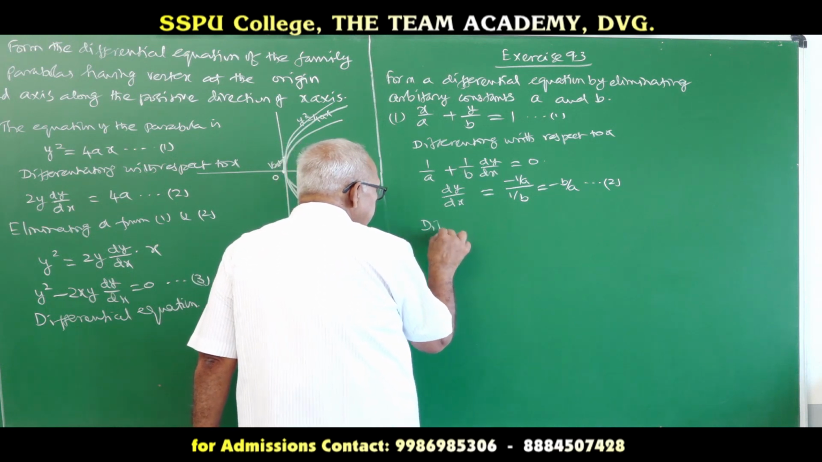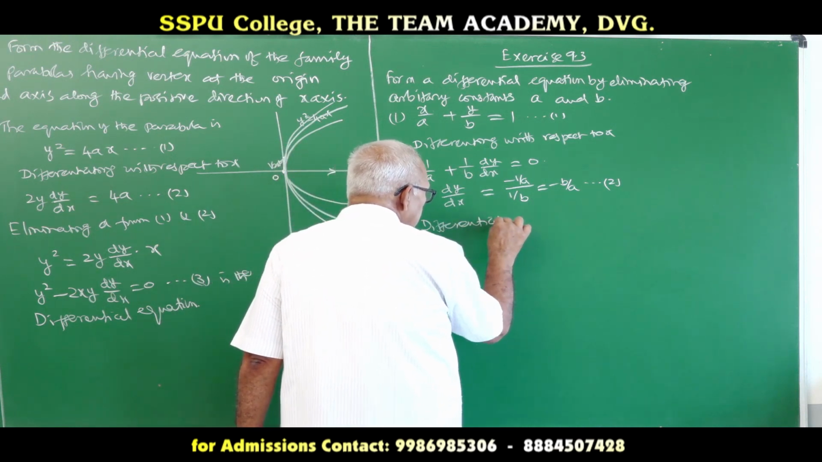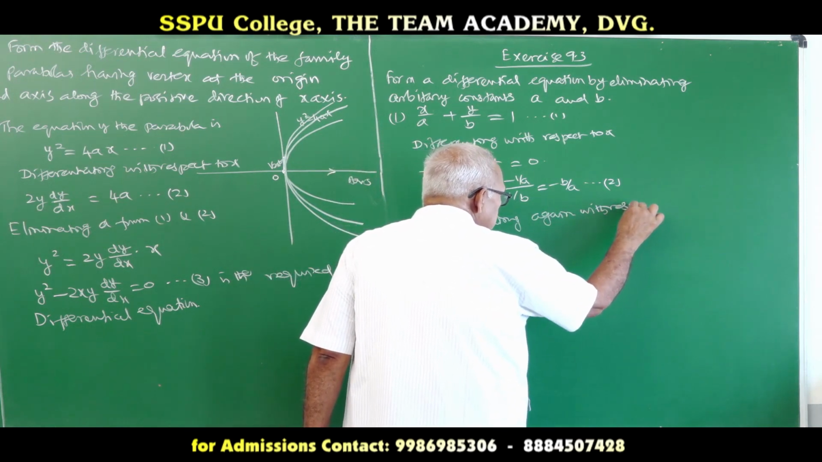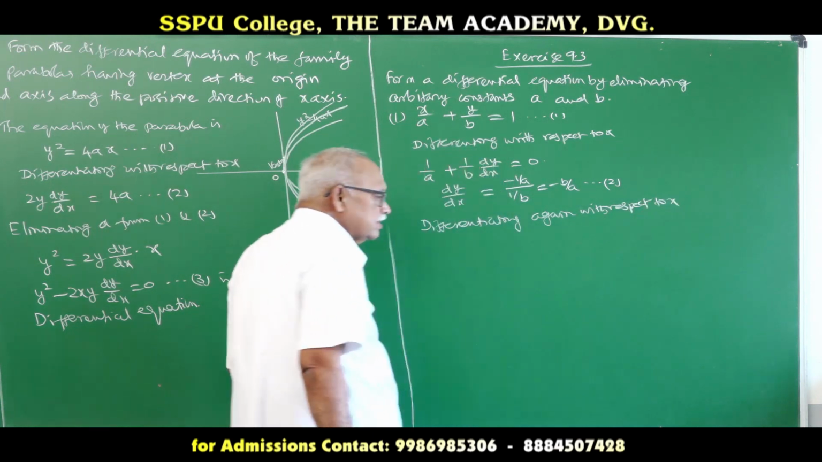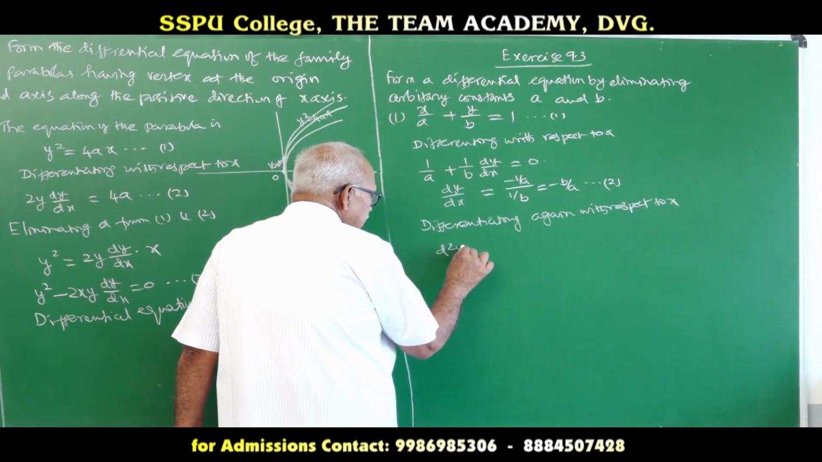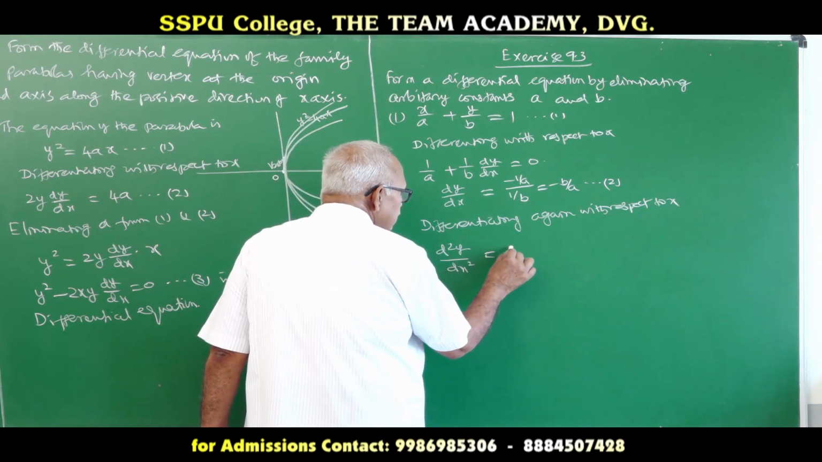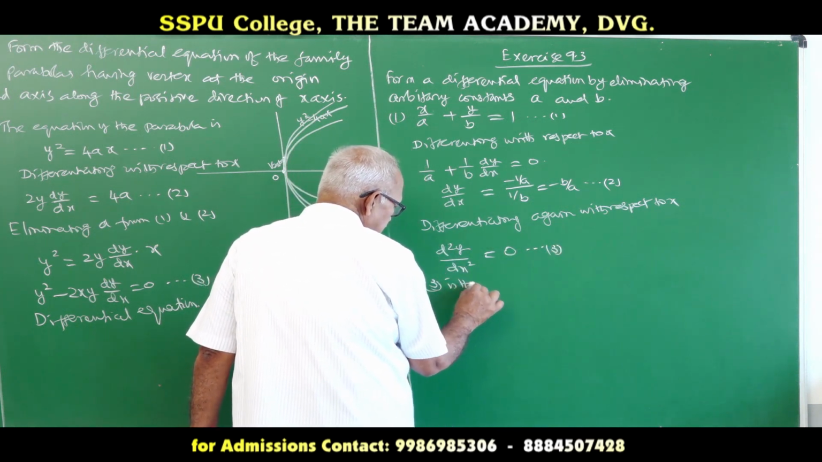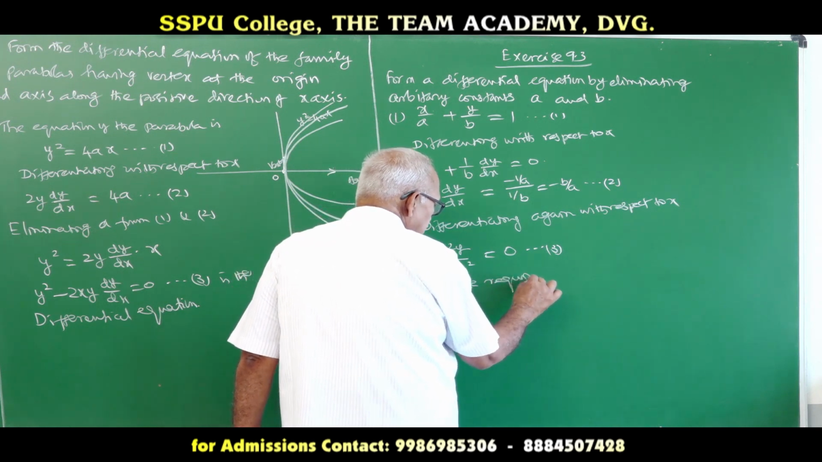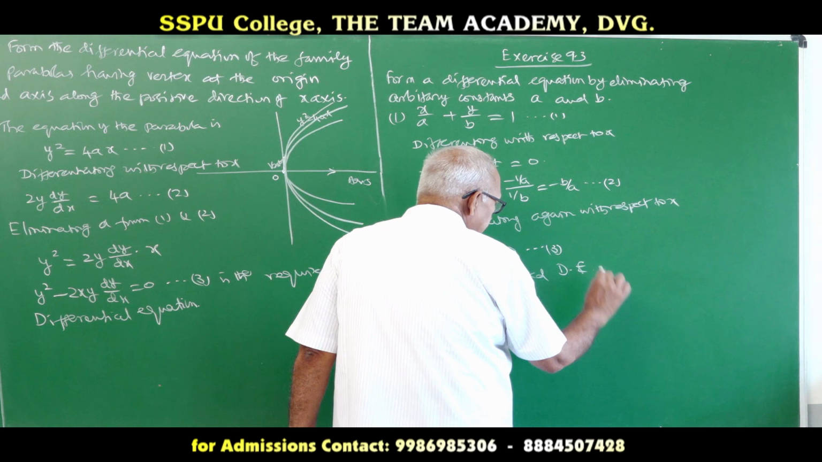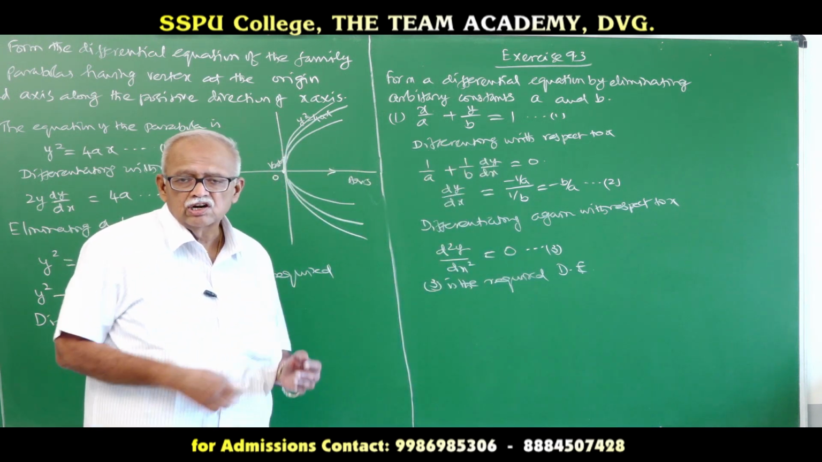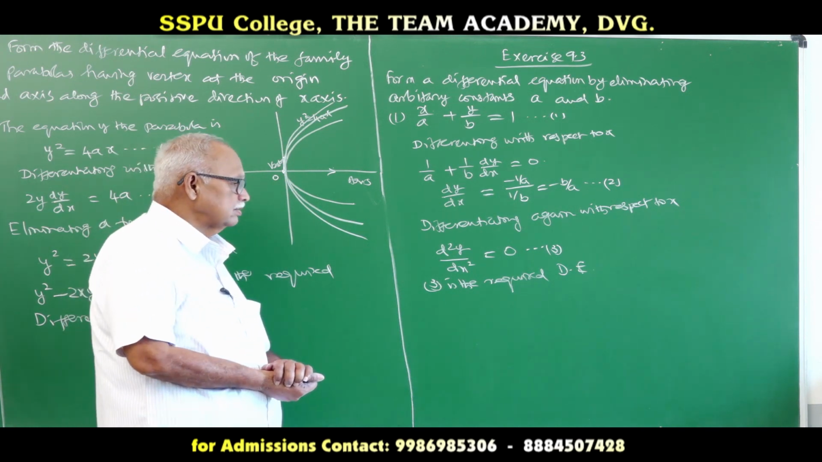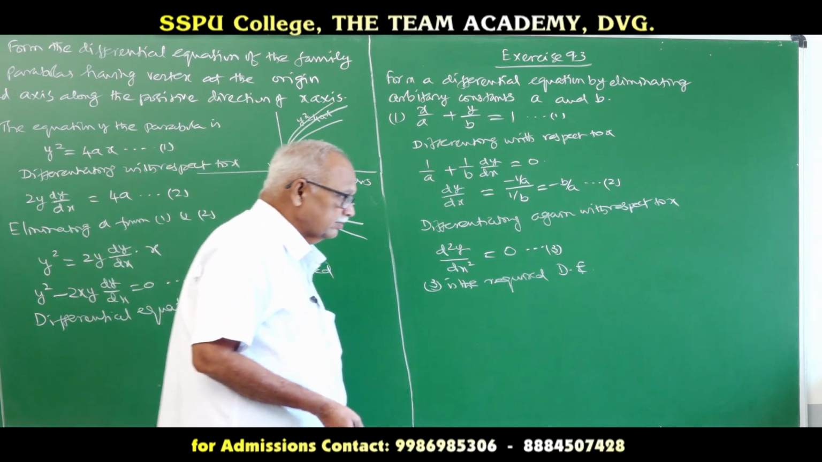So, differentiating again with respect to x, we get d square y by dx square is equal to 0. So, equation 3 is the required differential equation, because equation 3 does not contain the parameters a and b. Okay, then we will continue the next problems in the exercise.